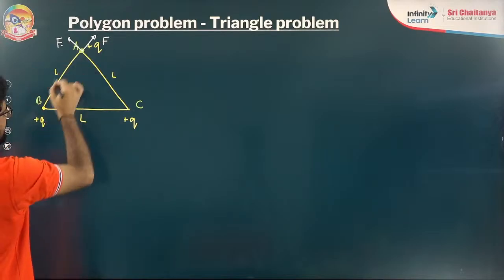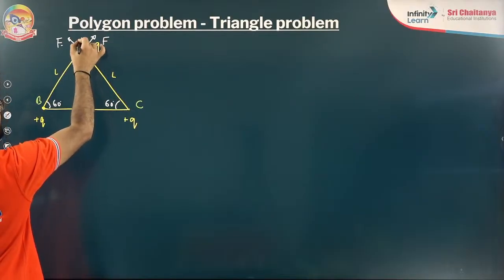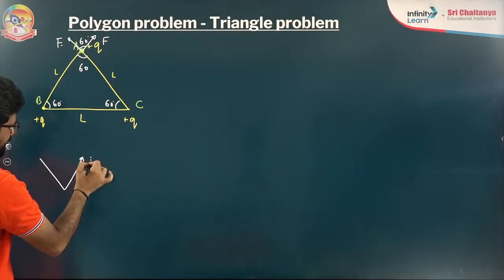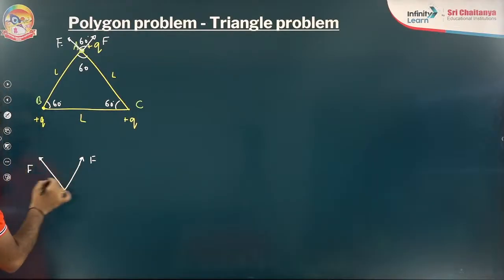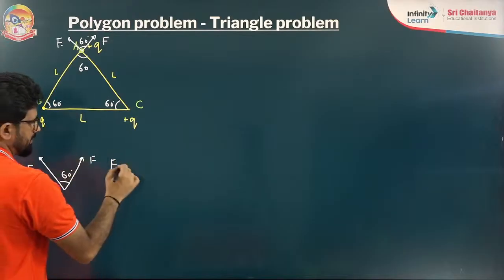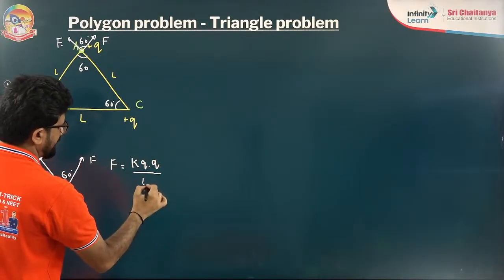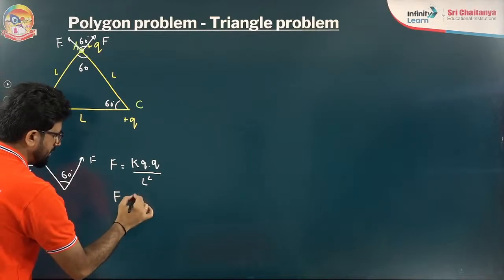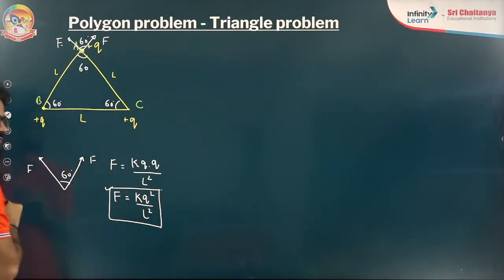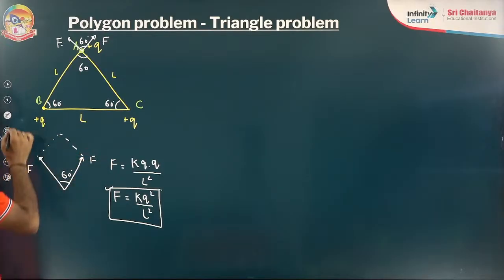And what is the angle between them? Because this is 60 degrees, beta, it is 60 degrees, it is also 60 degrees. So this angle is also 60 degrees. So you can say there are two forces, each F, and the angle between them is 60 degrees. And if I ask you what is the F value, directly you can say F is equal to K Q into Q divided by L square, or F is equal to KQ square by L square. This is the very basic thing that we can write. If you see, the angle between them is 60 degrees. Now we want to calculate the net force.